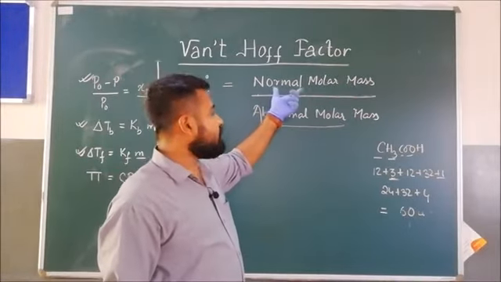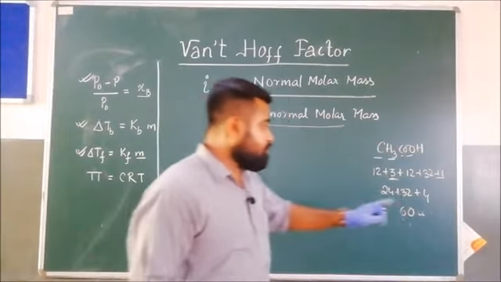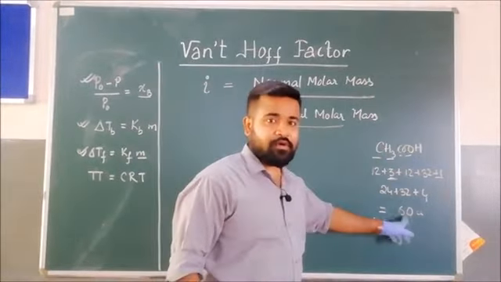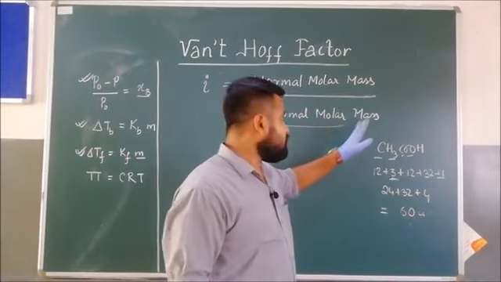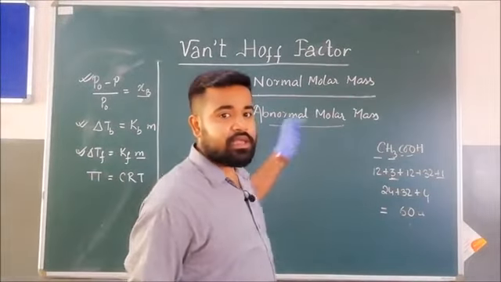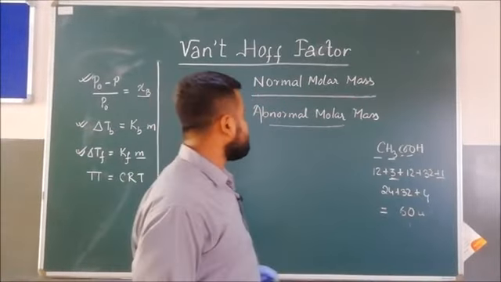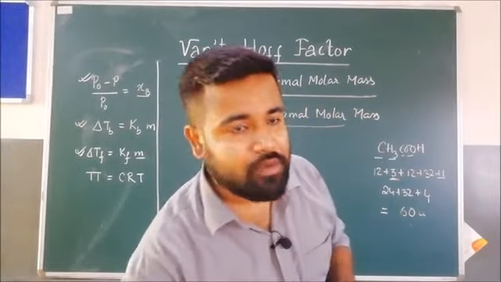But whenever we are talking about the normal molar mass, it means the molar mass calculated from the formula. So this is the calculated molar mass, and this is the experimentally calculated molar mass. This is the difference between normal molar mass and abnormal molar mass.